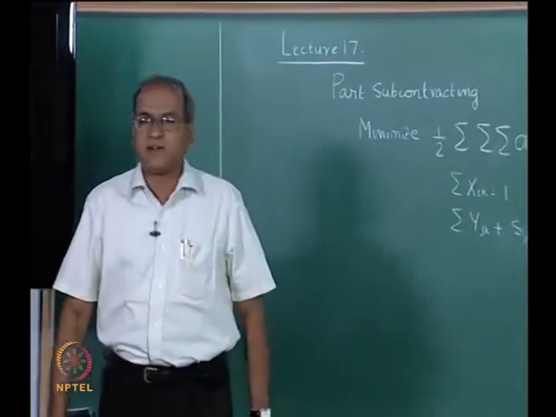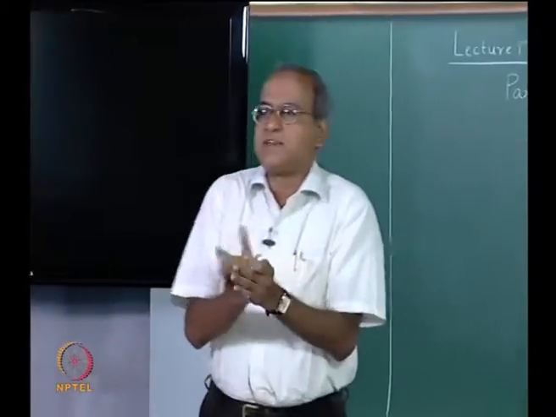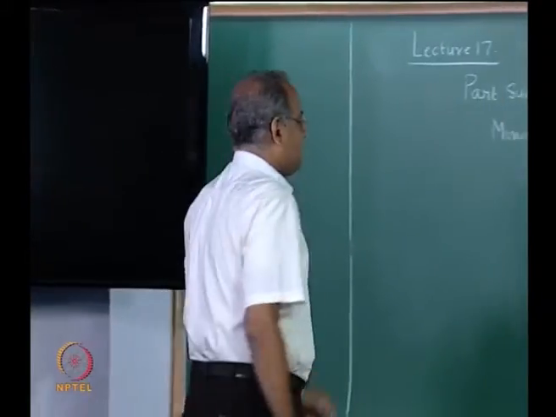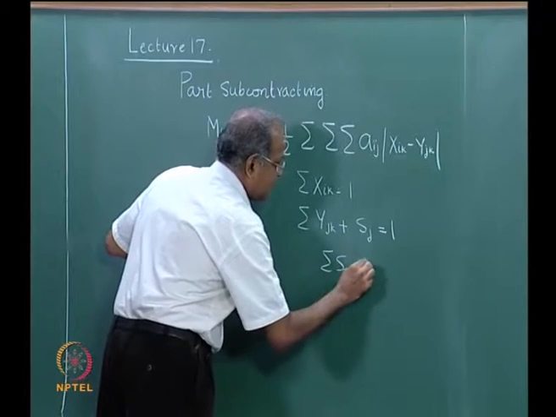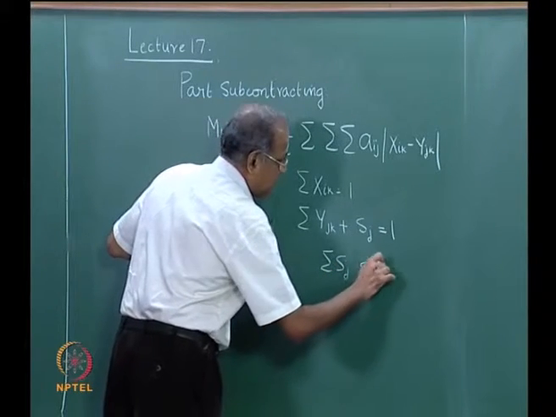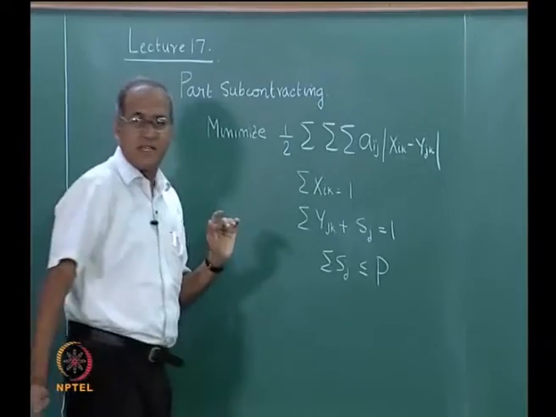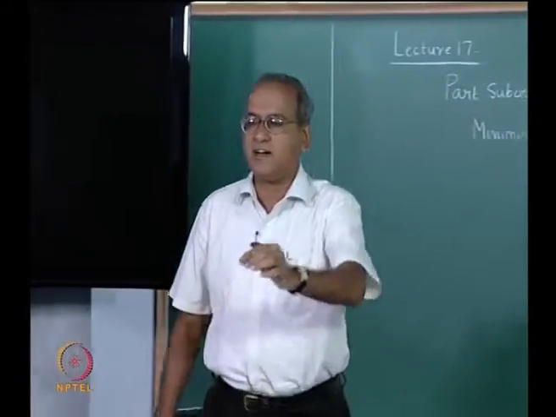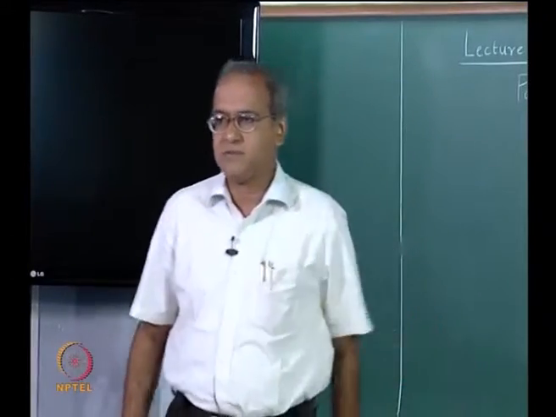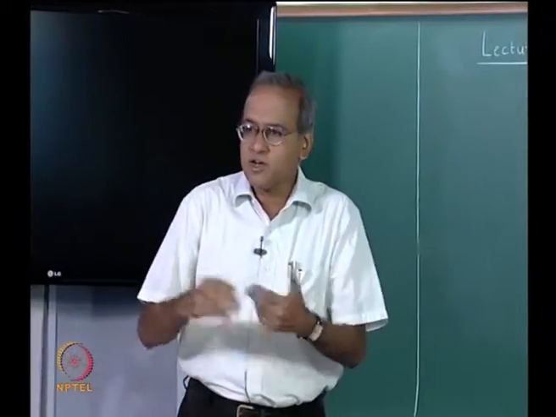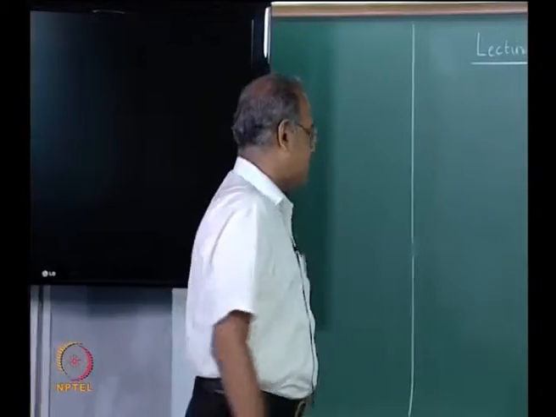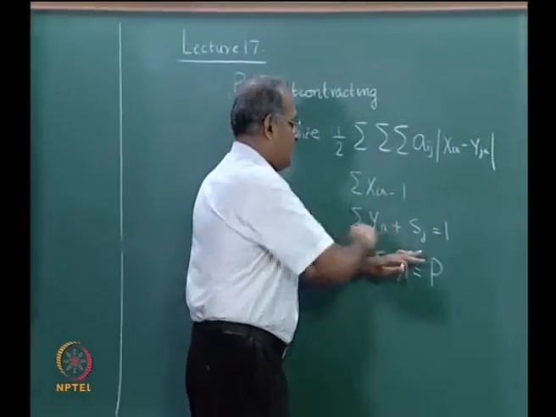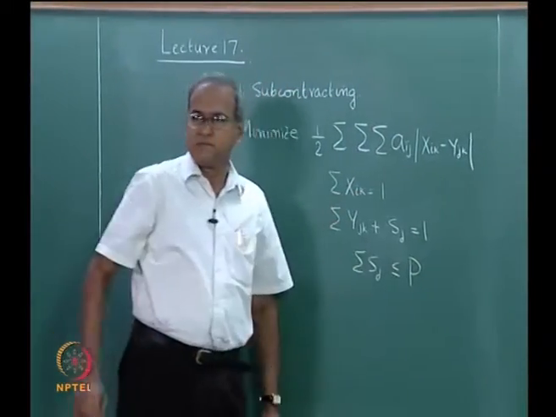Sometimes we might like to restrict the number of parts that are subcontracted. So, we could simply add another constraint, which is sigma Sj is less than or equal to some capital P or whatever, to say that not more than 3 or 4 parts can be subcontracted. So, that will also ensure that too many parts do not go to subcontract. Again, this is a kind of an optional constraint, all these are enough to take care.